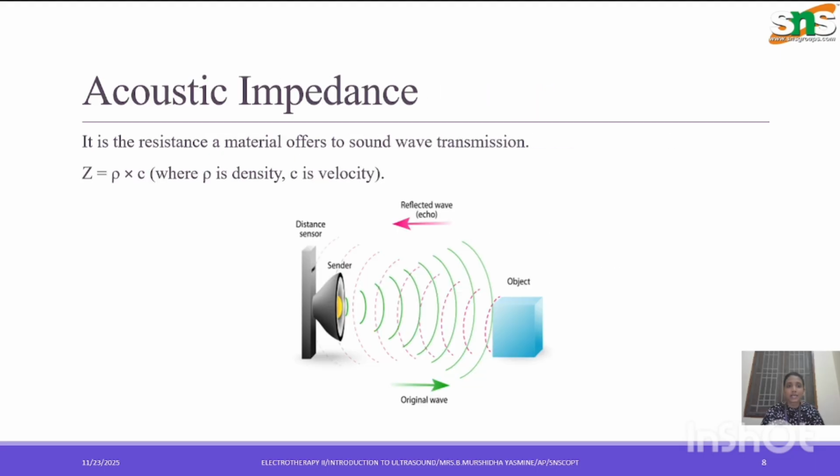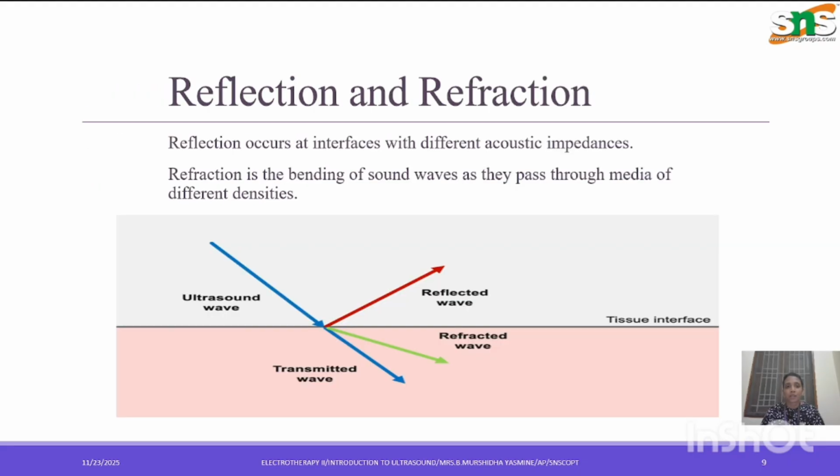Acoustic impedance is the resistance a material offers to sound wave transmission, referred to as Z, which is equal to density times velocity. So, like a distance sensor, with the wave traveling towards an object, there will be a reflected wave called an echo, which relates to acoustic impedance.